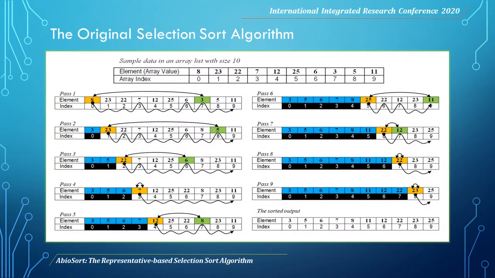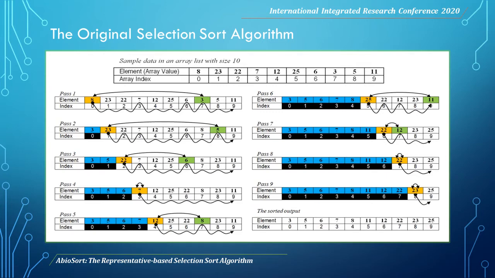How does the original selection sort algorithm work? Through iteration, in each pass, the algorithm traverses from the first index up to the last index of the unsorted portion of the array list to search for the smallest value element. In the presented illustration, those are the non-shaded indices. The value that will be searched is swapped with the value of the first cell of that portion. This process repeats until all the elements in the list are already sorted.